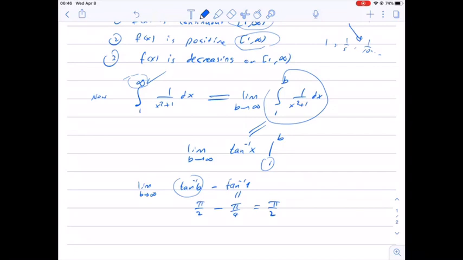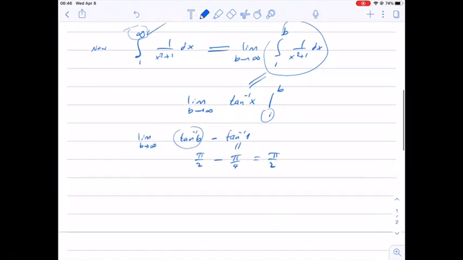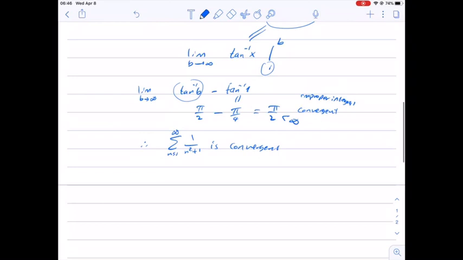So this is pi over 2. Now after finding this, we notice that the improper integral is convergent, because this is less than infinity. So the series a sub n from 1 to infinity is convergent. And a sub n is 1 over n squared plus 1.